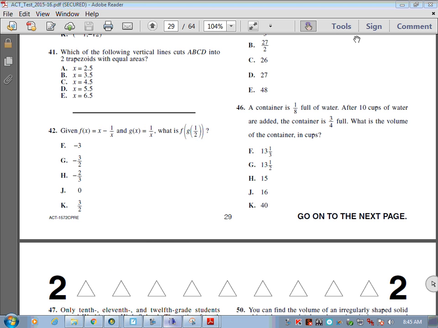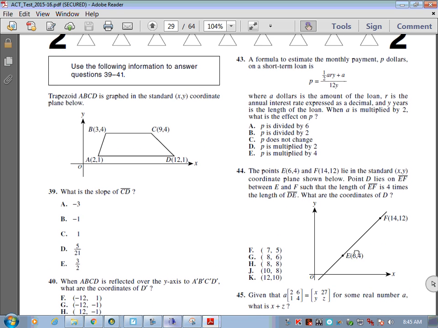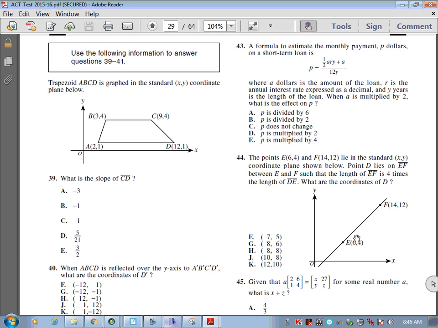43 through 46, 44, 45, 40. So everything on this page then, everything in this column then, that's fine. 43. Okay. This is what I did with this because they tell me we're going to multiply A by 2, and they tell me what everything does. I made up numbers to put in for everything. Because it's algebraic, I went ahead and I made it numerical.